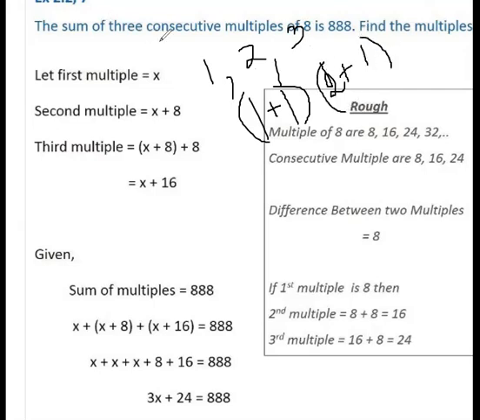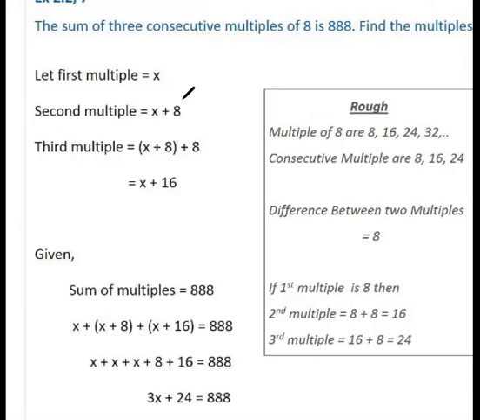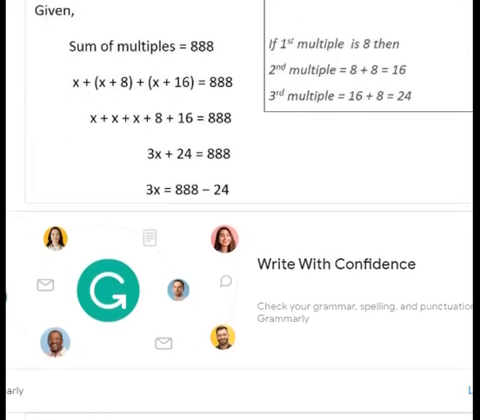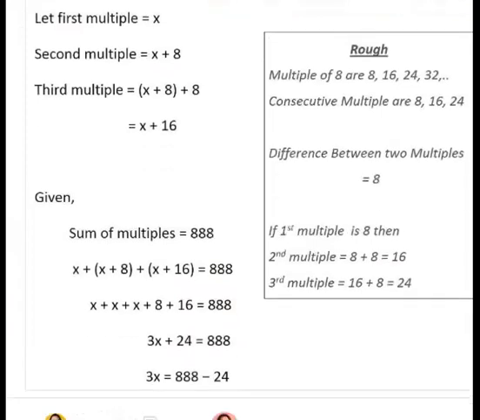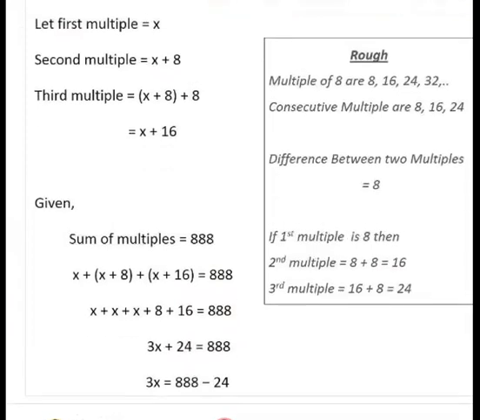Now the sum of 3 consecutive multiples of 8 is 888. So what are we doing here? Instead of 1, we will write 8. First multiple x, second x plus 8, third x plus 8 plus 8, or x plus 16. Moving forward, the sum of multiples is equal to 888.